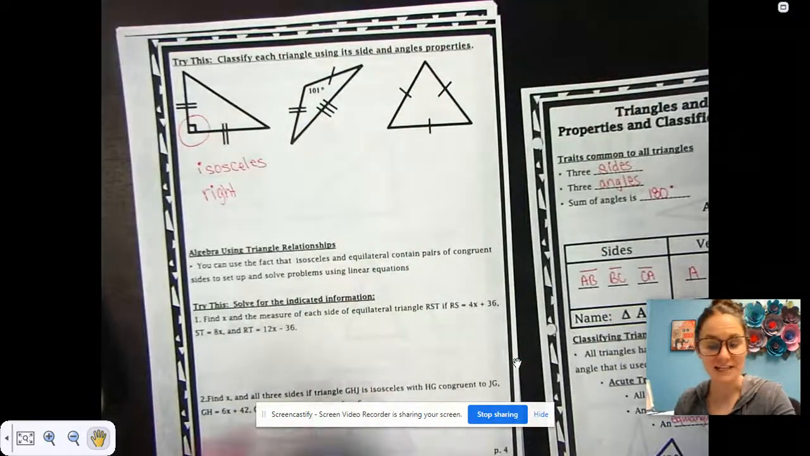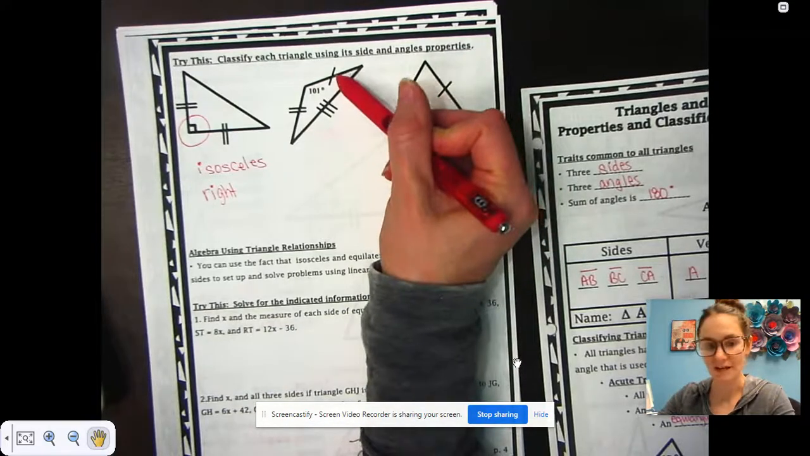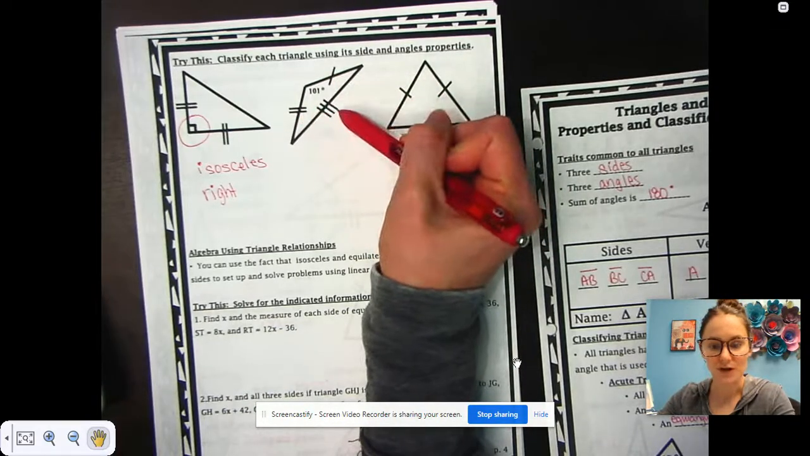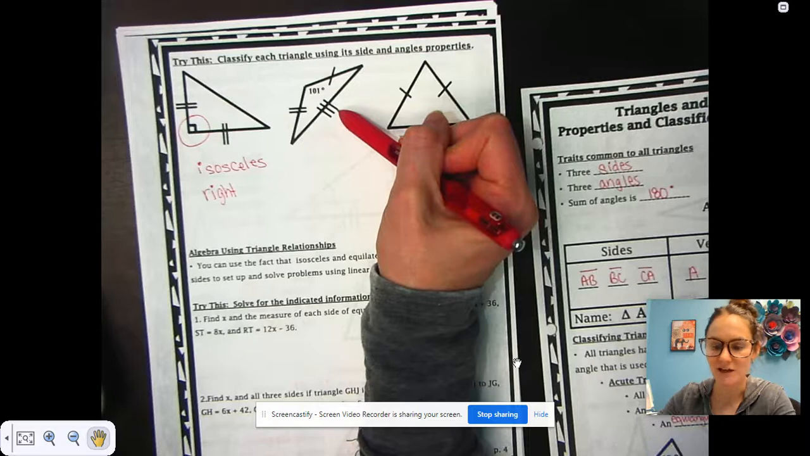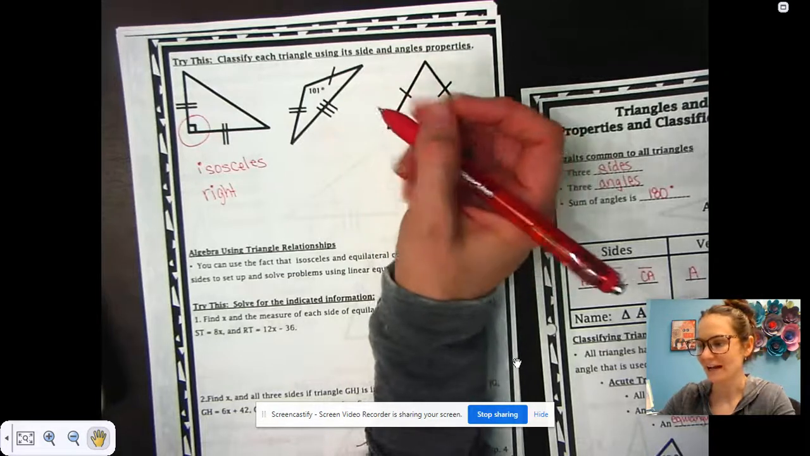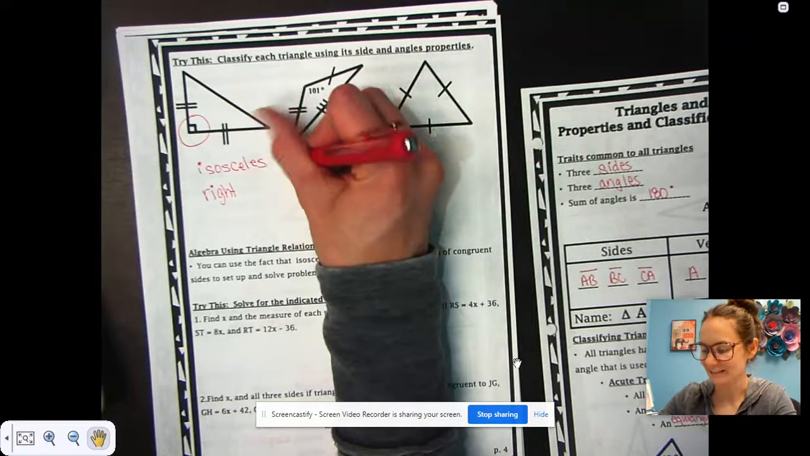Coming over here, let's classify it by its sides first. Look, I have 1, 2, 3 tick marks. All are different. When they're all different, we have scalene.